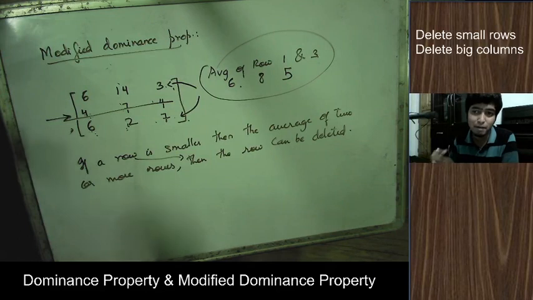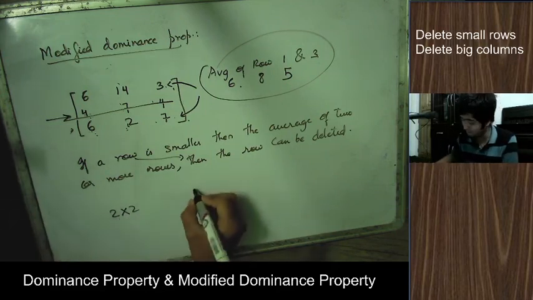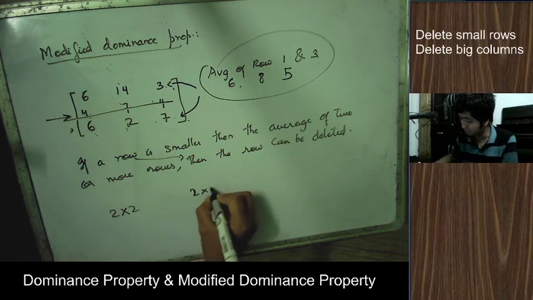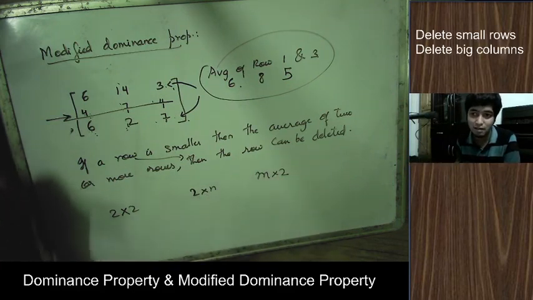You just have to remember that the dominance property, sometimes it will reduce to a 2 by 2 game, a 2 by n game, or an m by 2 game. So solve accordingly. Until next time.